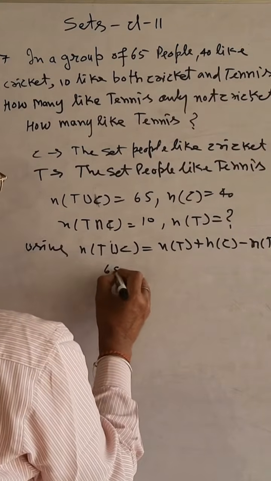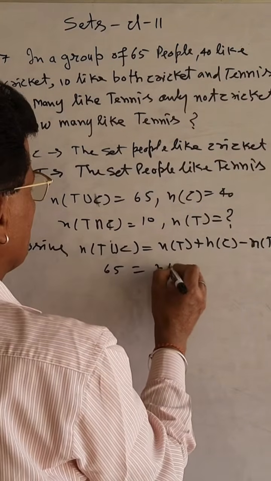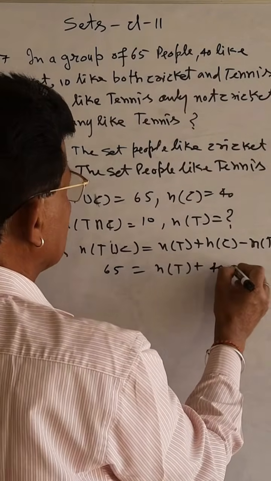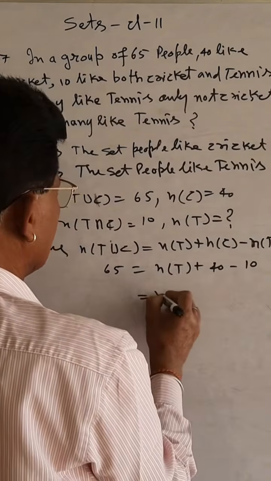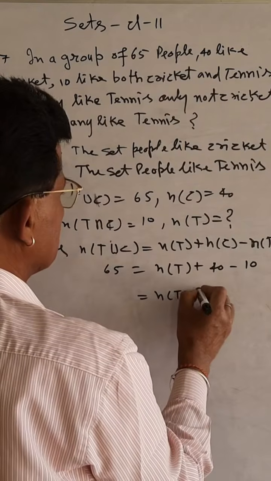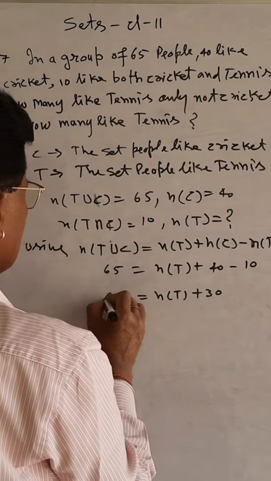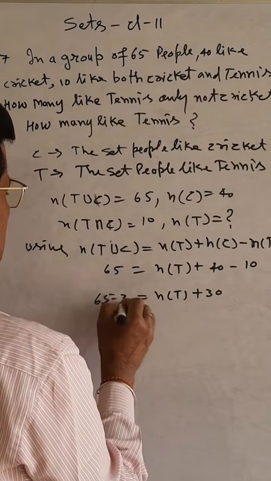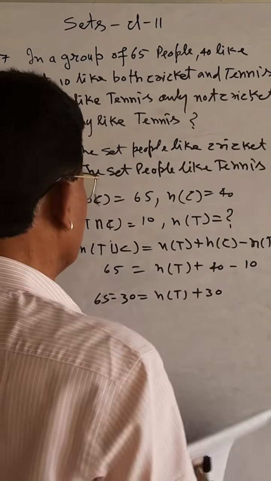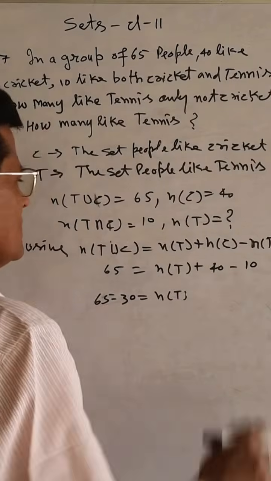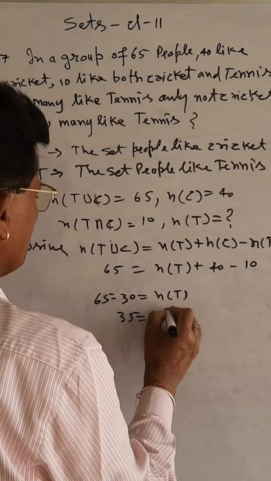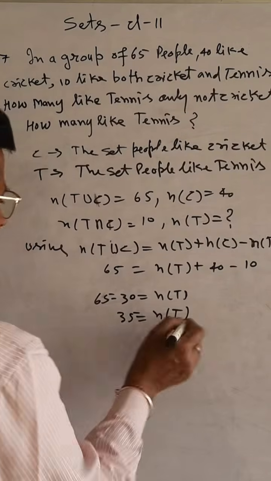Then it will be 65, and number of people like tennis we will find out. Number of people like cricket is 40 and the intersection is 10. So 65 equals number of people like tennis plus 30, so number of people like tennis is 65 minus 30, which is 35. Number of people who like tennis is 35.